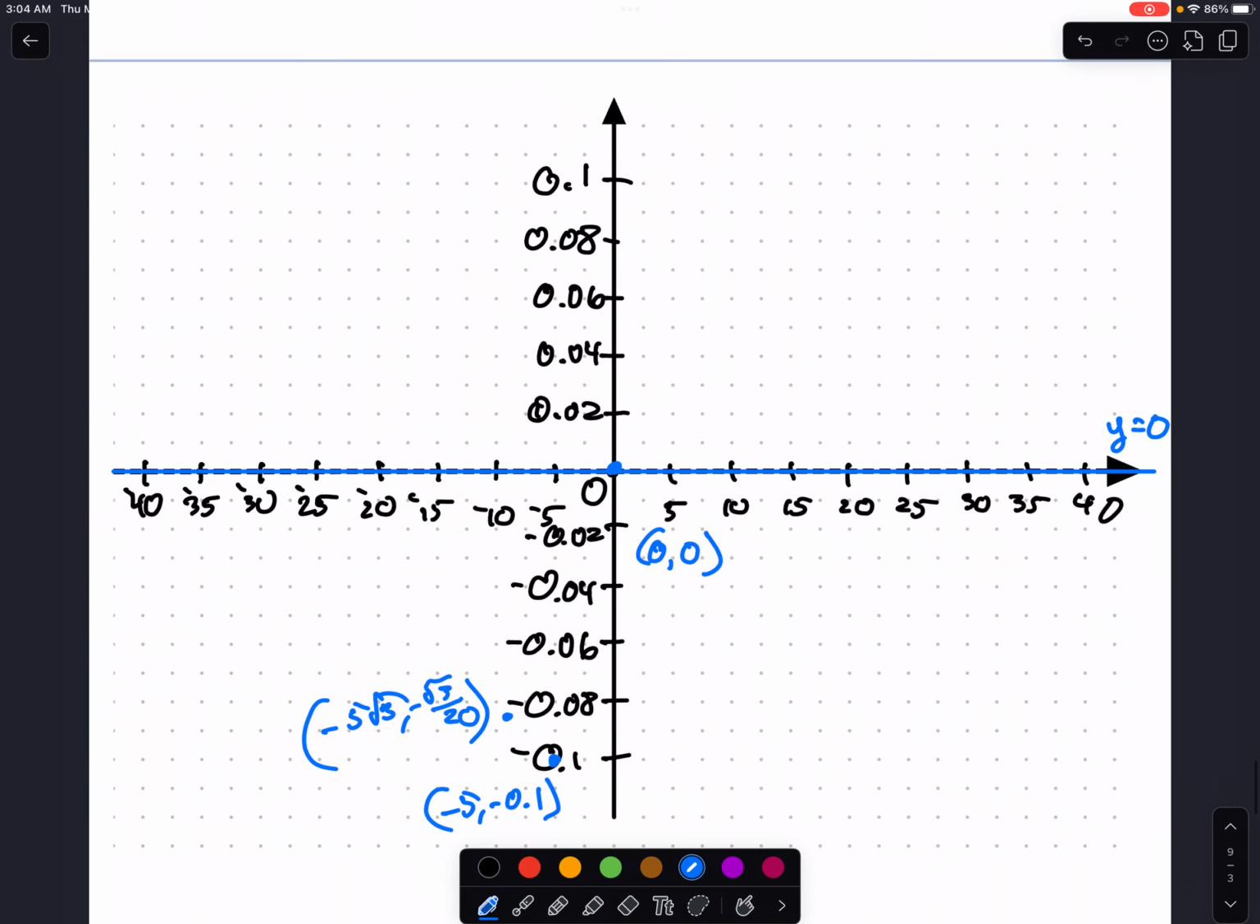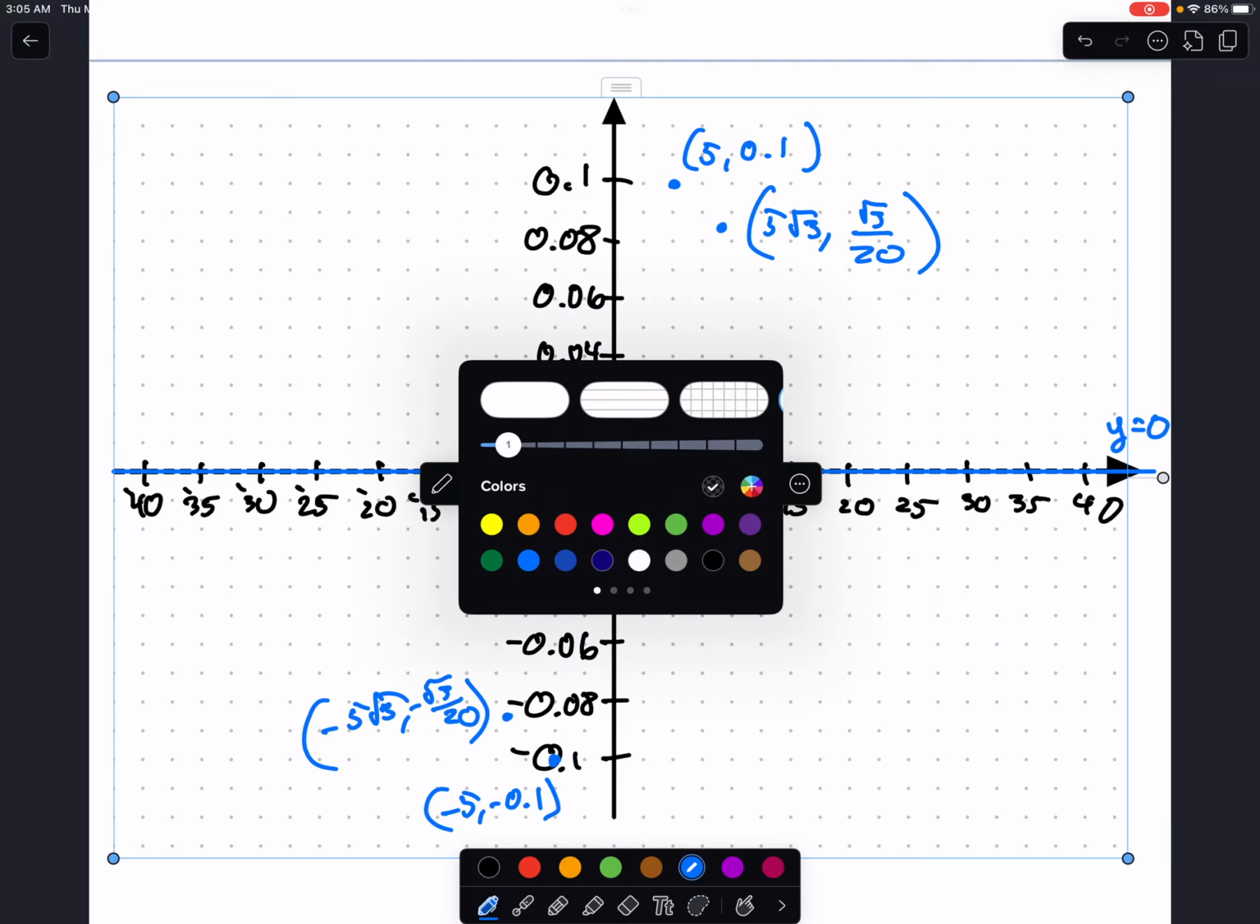So we also had 5, 0.1, which is here. And then 9, and then 8.5 was approximately here. And that is 5 root 3 comma root 3 over 20. Okay. All right, and then let me get rid of this grid paper.